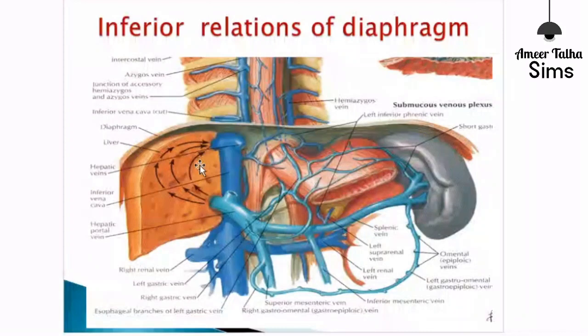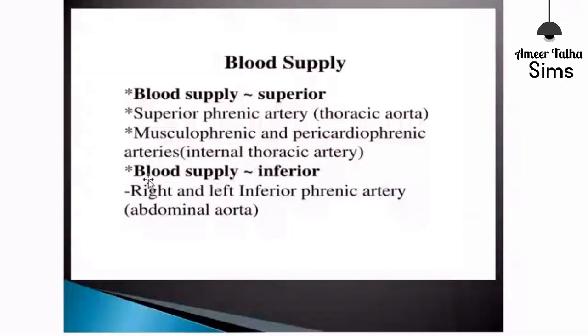The superior surface is supplied by the superior phrenic artery, a branch of the thoracic aorta, and the musculophrenic and pericardiophrenic arteries, which are the branches of the internal thoracic arteries. And the inferior surface is supplied by the right and left inferior phrenic arteries, which are the branches of the abdominal aorta.